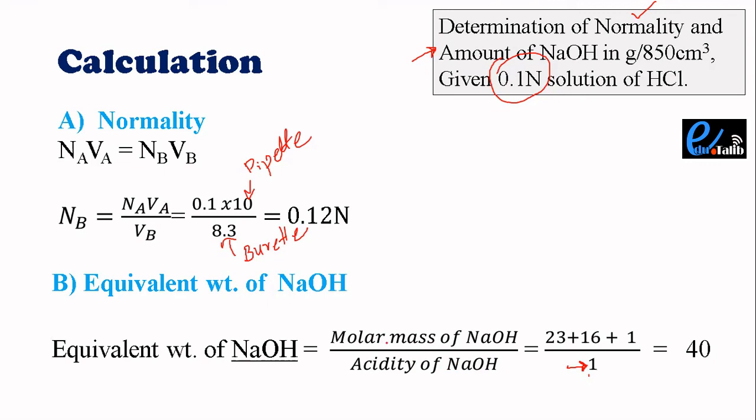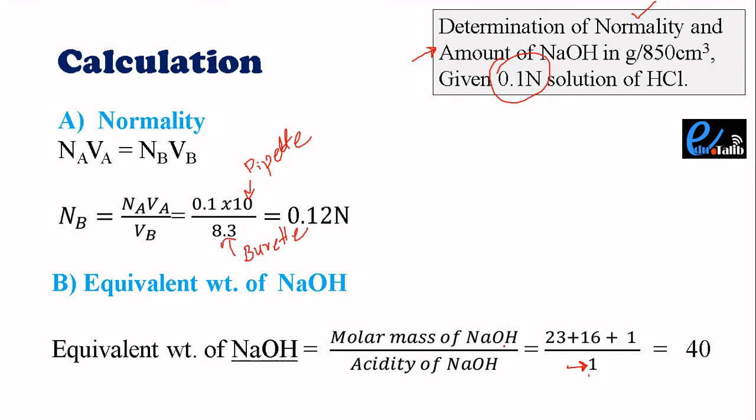So over here you have to calculate the molar mass of NaOH. In NaOH, sodium is 23, oxygen 16, hydrogen 1, so the molar mass is 40. Divided by 1 is 40. So the equivalent weight of NaOH is 40. We have to use this value, the equivalent weight.